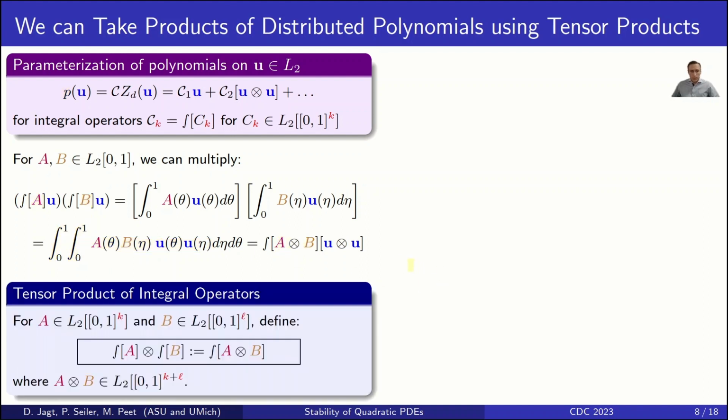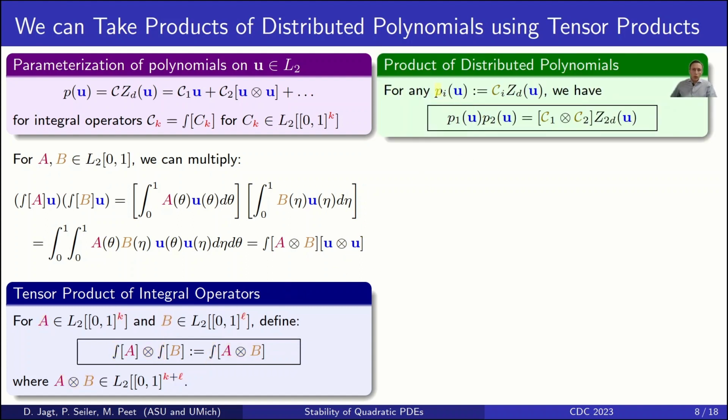More generally, for any two kernels a and b, which are functions of k and l variables respectively, we can define the tensor product of the associated integral operators here as another integral operator, where now the kernel is given by the tensor product of the kernels a and b. Note then that this tensor product of the kernels is a function of k plus l variables.